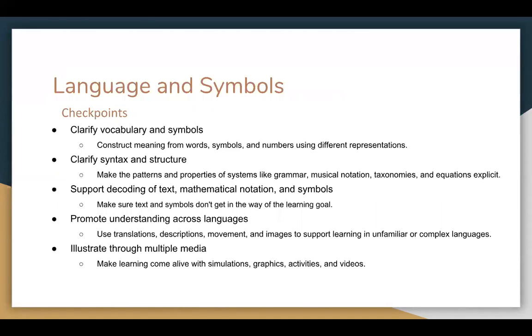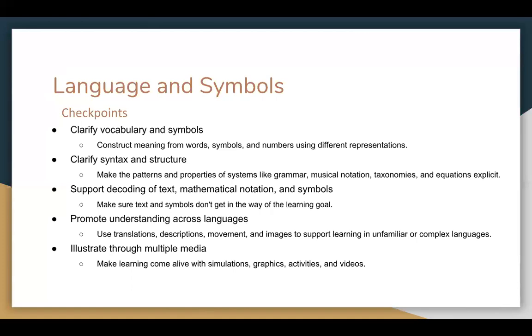Checkpoints for language and symbols. To clarify vocabulary and symbols, construct meanings from words, symbols, and numbers using different representations. Clarify syntax and structure. This would be to make the patterns and properties of systems like grammar, musical notation, taxonomies, and equations explicit so they know exactly what the symbols mean. Support decoding of text, mathematical notations, and symbols.